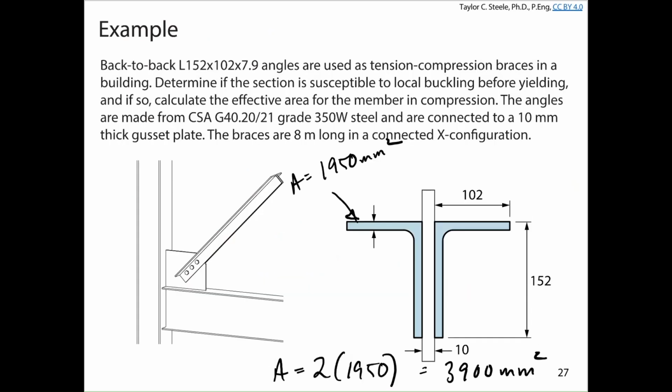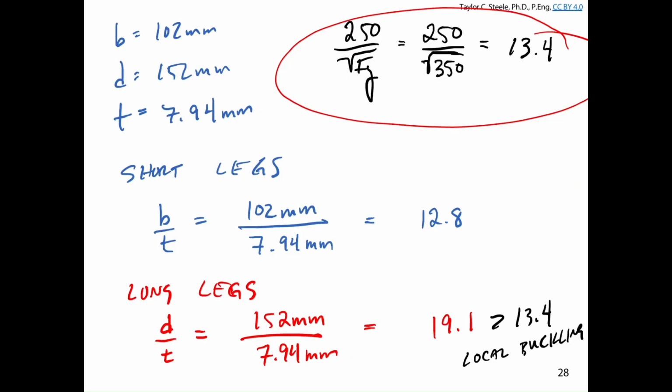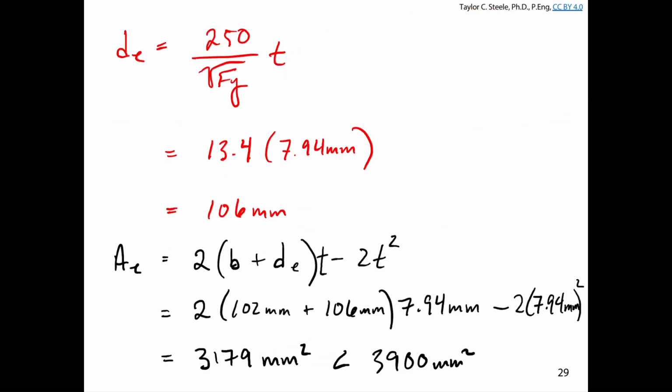Okay, so just quickly here, we've got a double angle which had a total area of 3,900. We calculated the width to thickness ratios for the short and long legs. Short legs were fine, long legs were not fine. They didn't meet the 13.4 limit from table 1. So we calculated the effective D value, used that to calculate the effective area that would be able to reach the yield strength in compression. And when we calculate that effective area, indeed it's less than the total area, which is a good double check to make when you're doing these calculations. Does anyone have any questions about the example before we move to summarize what we talked about today?